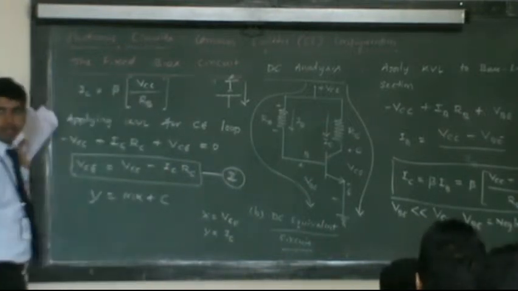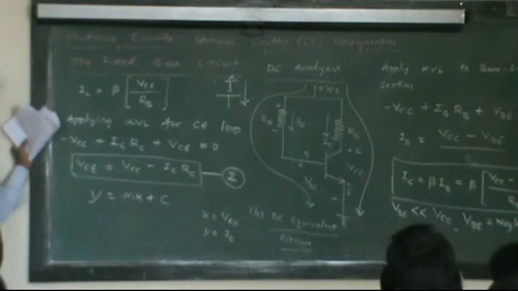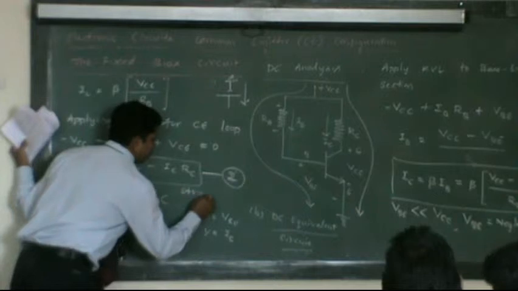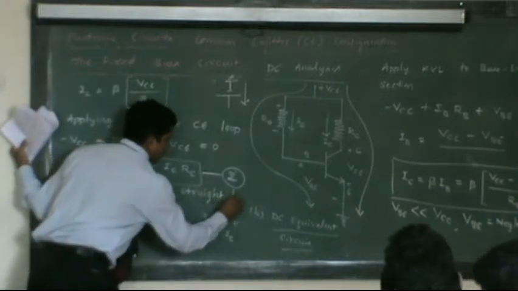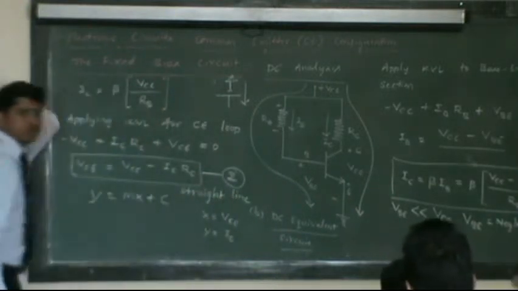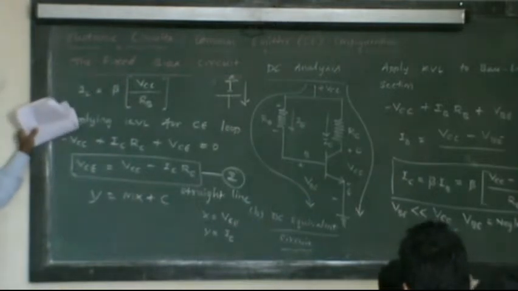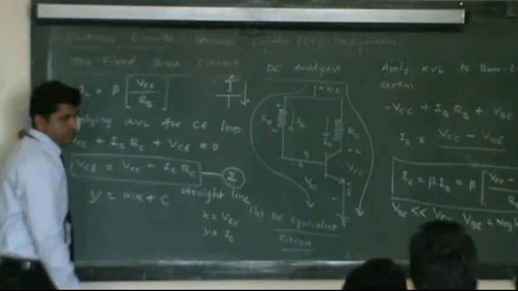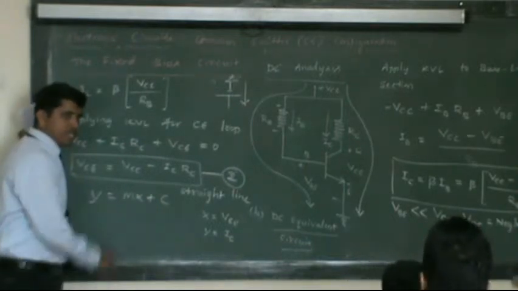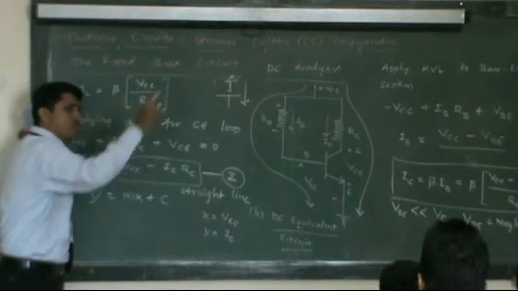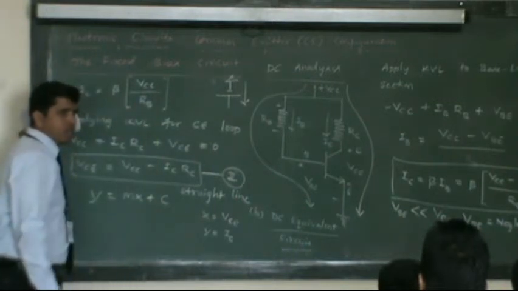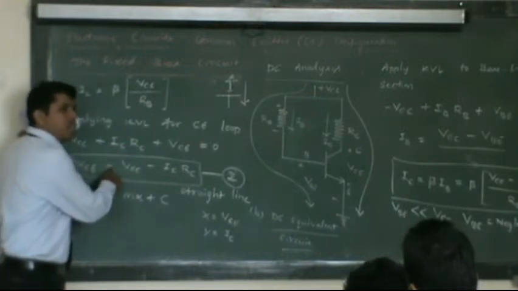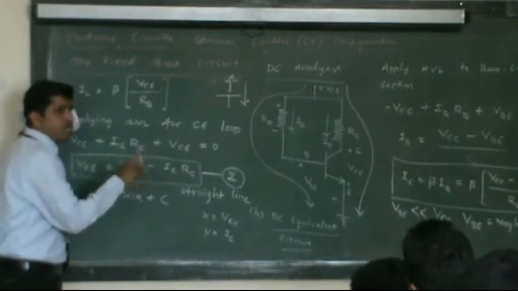Is it right? Why am I linking the characteristics to this particular straight line? This is a straight line, we know that. I am linking this straight line equation to the common emitter output characteristics. Can we superimpose this straight line on the common emitter output characteristics? Wherever the intersection of this straight line and the common emitter output characteristics curve is, that makes an operating point.